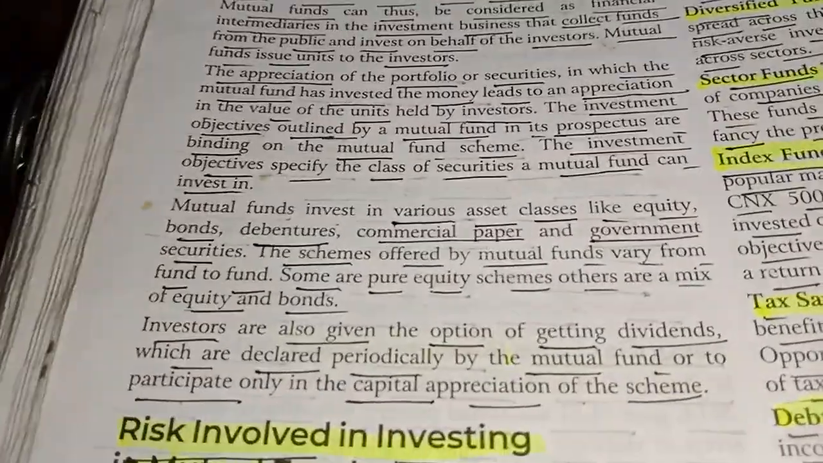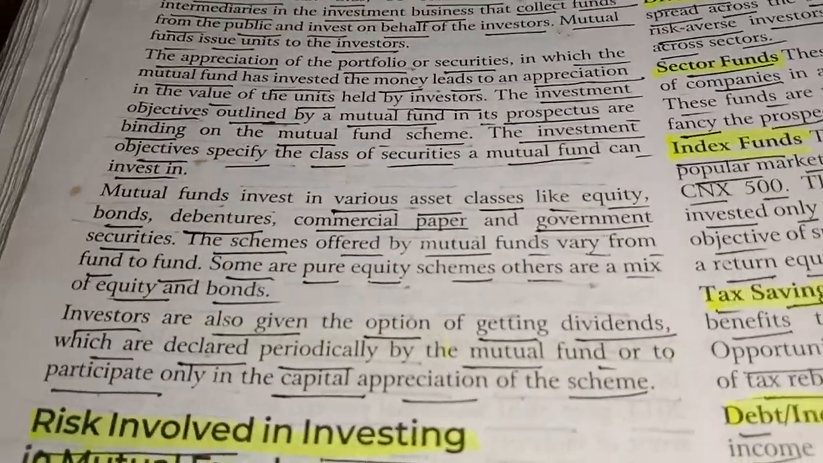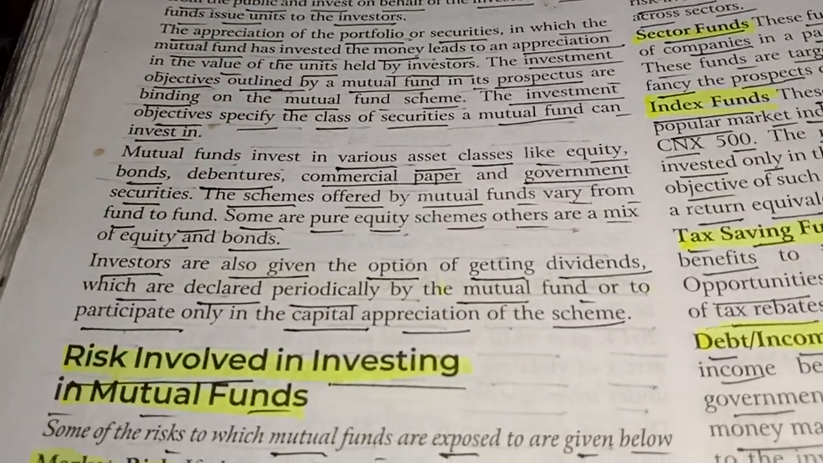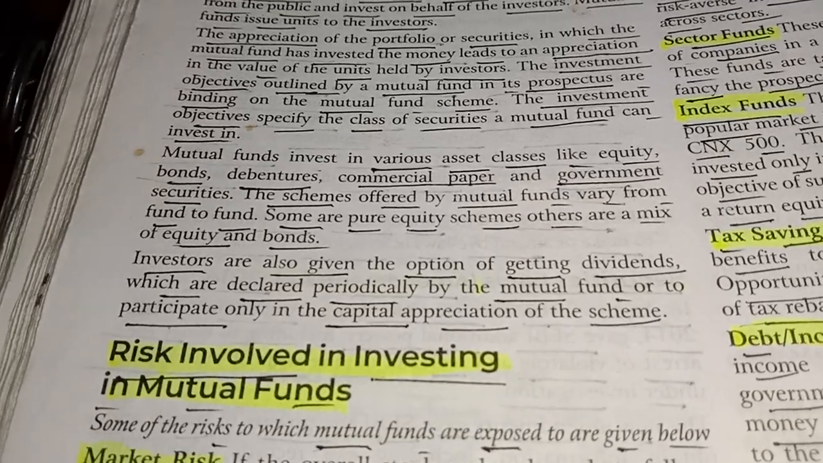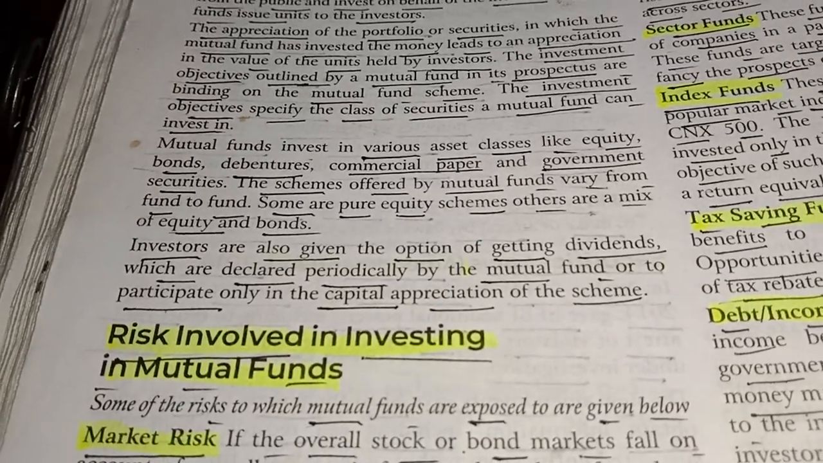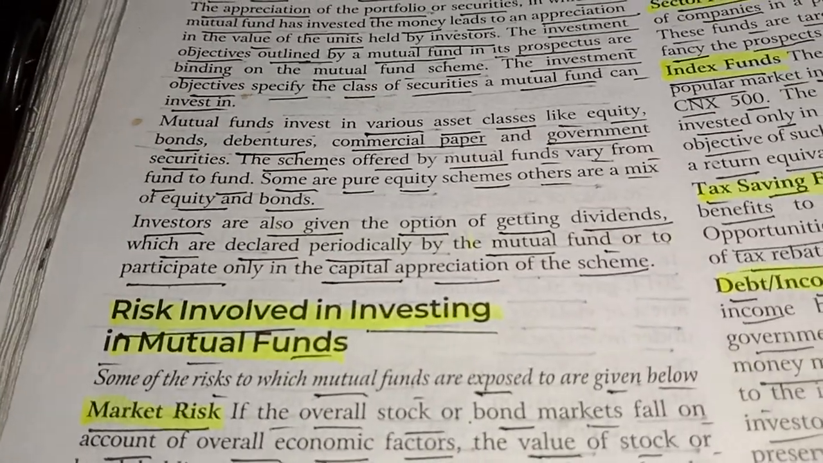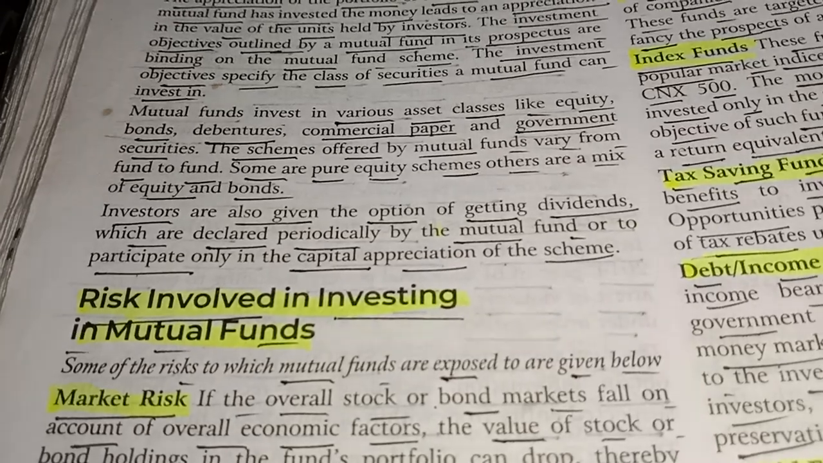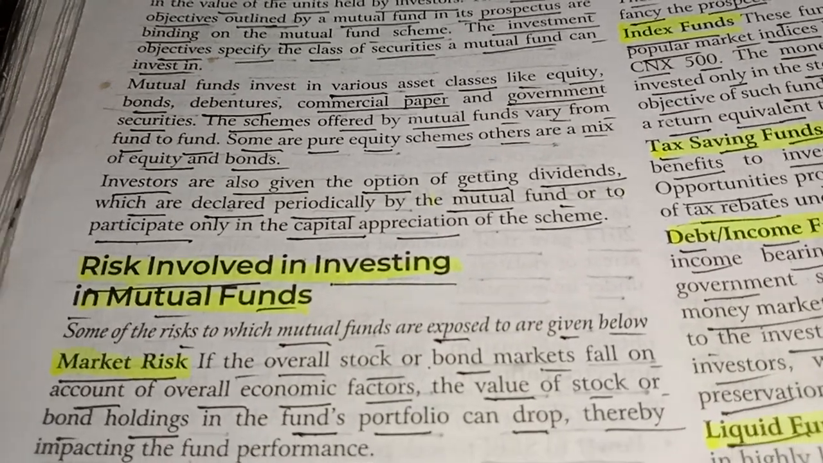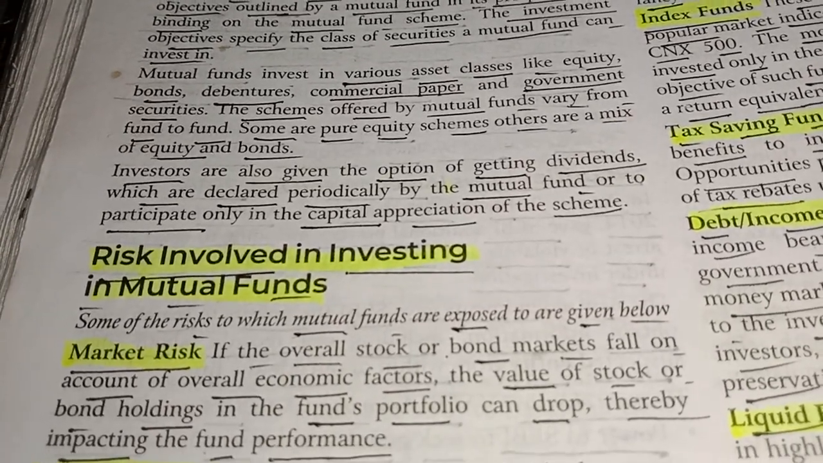Mutual funds invest in various asset classes like equity, bonds, debentures, commercial paper, and government securities. The schemes offered by mutual funds vary from fund to fund. Some are pure equity schemes, others are a mix of equity and bonds. Investors are also given the option of getting dividends, which are declared periodically by the mutual fund, or to participate only in the capital appreciation of the scheme.